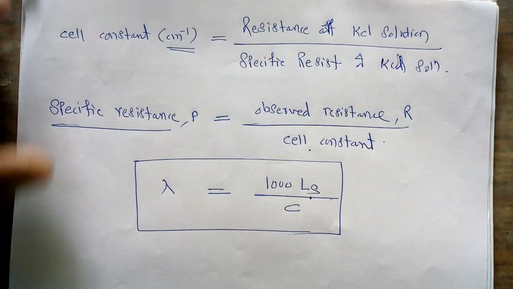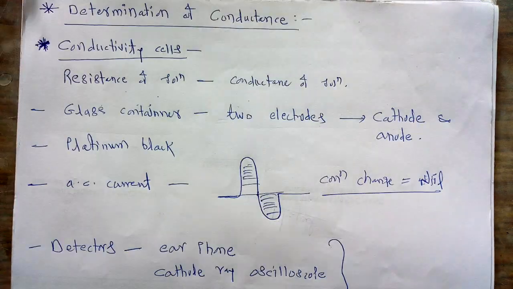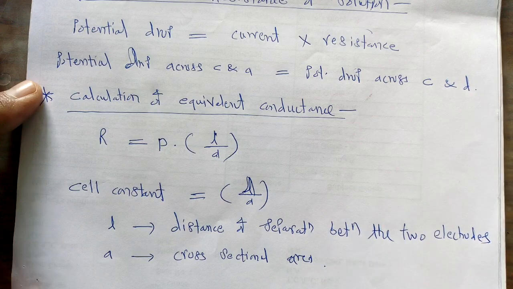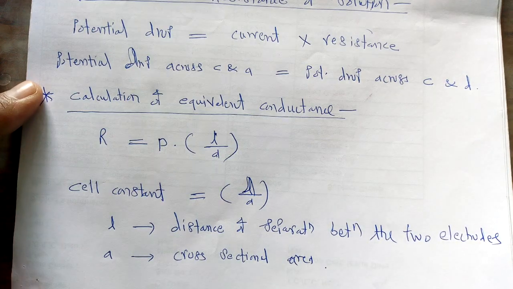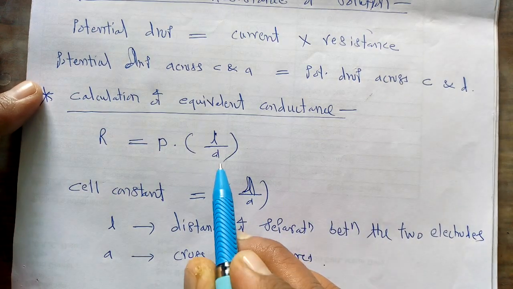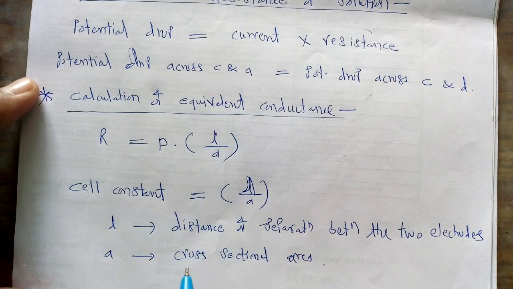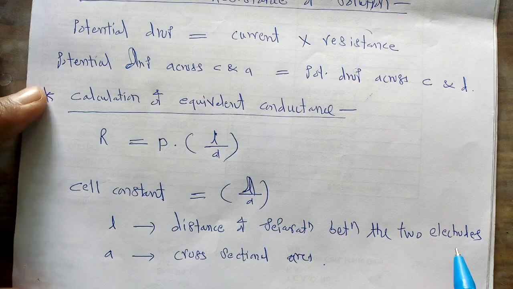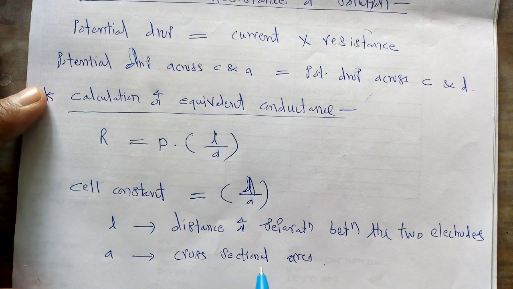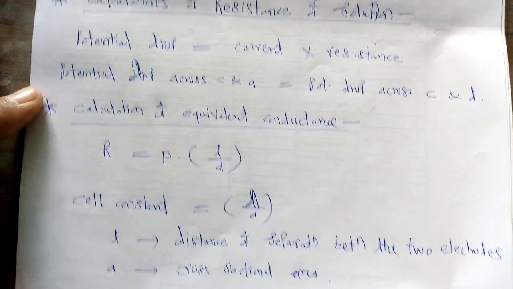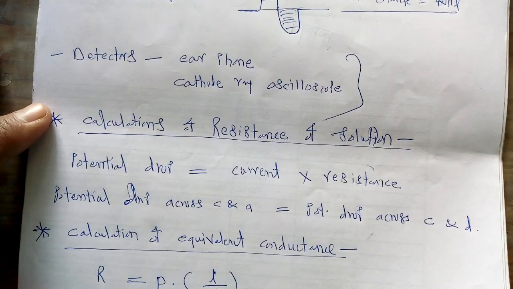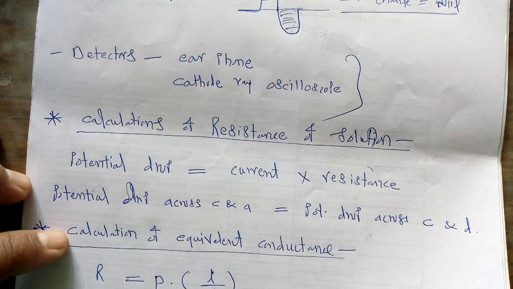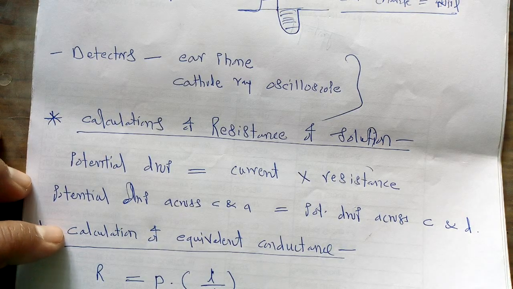Before that, what is meant by this cell constant? The cell constant is nothing but the ratio of two different properties of an electrode, that is, the ratio of L divided by A. What is meant by L? L is the distance of separation between the two electrodes, and A is their cross sectional area. This is a simple equation to calculate the equivalent conductance of a particular electrolytic solution.